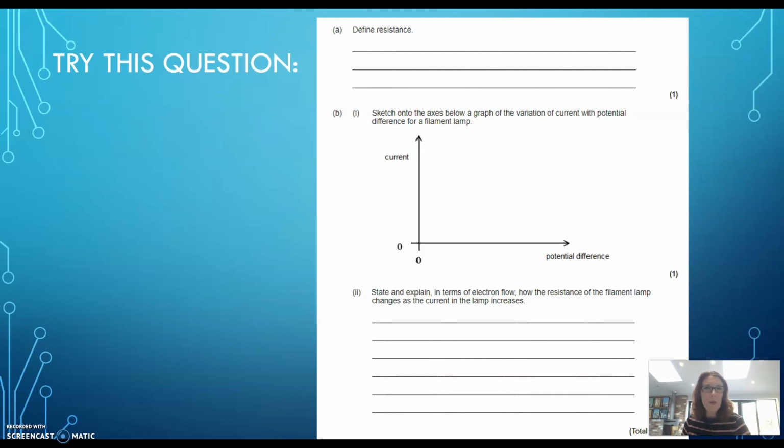So here's a question I want you to have a little go at. Okay, so it's got define resistance, it's got sketch a graph, and then I want you to write your answer here, and then on the next slide you'll be able to mark it. Try it without marking it, do it, and then correct it in purple pen.